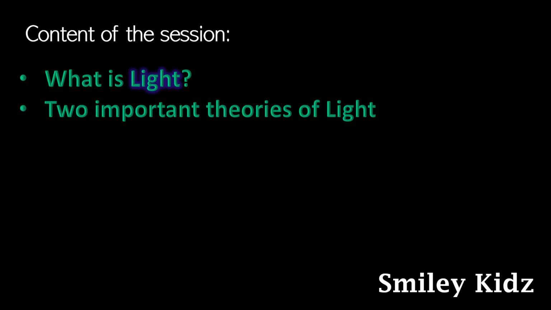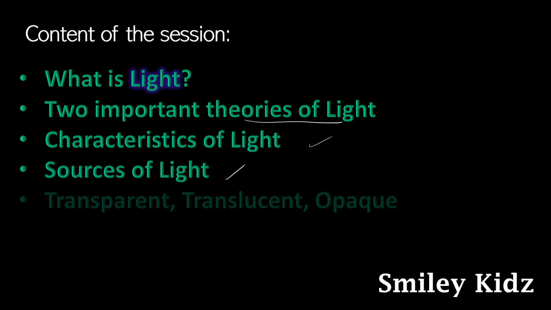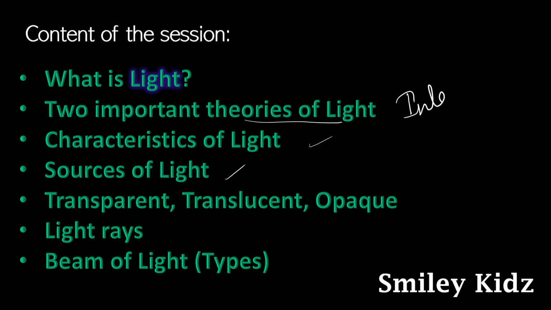Let's see the session view of today. First, what is light? Second, two important theories of light. Third, characteristics of light. Fourth, sources of light. Fifth, what are transparent, translucent and opaque objects? Sixth, the light rays. And seventh, what is a beam of light and what are its types? Apart from that, stay tuned at the end for the interesting fact.